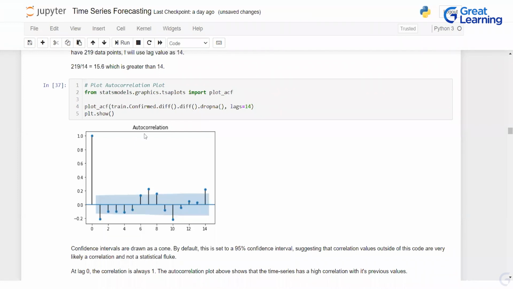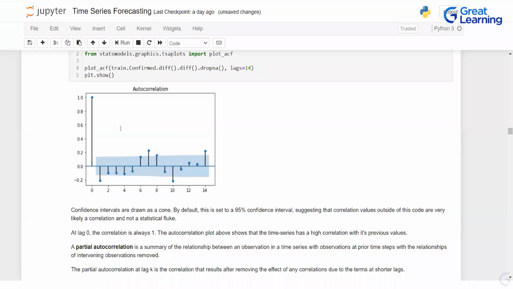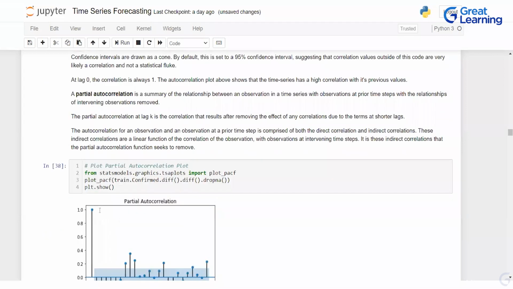That gives your Q value in ARIMA. One value is out of this, so Q will go as 1 because the next one is within this. This one is also out, but if immediately before this next one there had been one more line, then Q would become 2. Okay, this is autocorrelation.